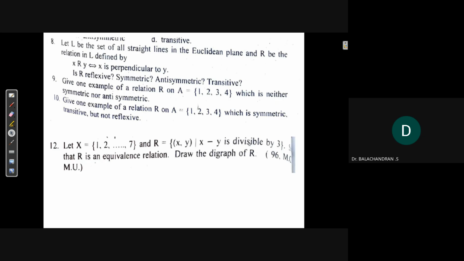You can write 0 is equal to 0 into 3. Hence x minus x is divisible by 3. So x is related to x. Okay, reflexivity is over. Next, symmetry.